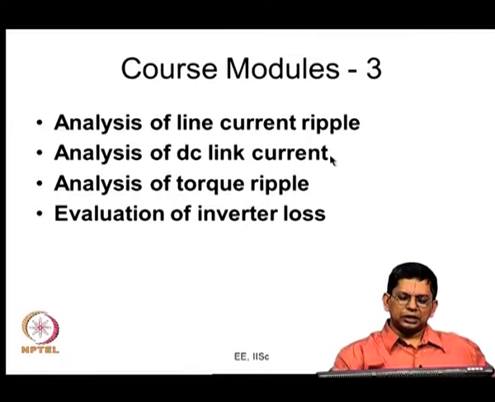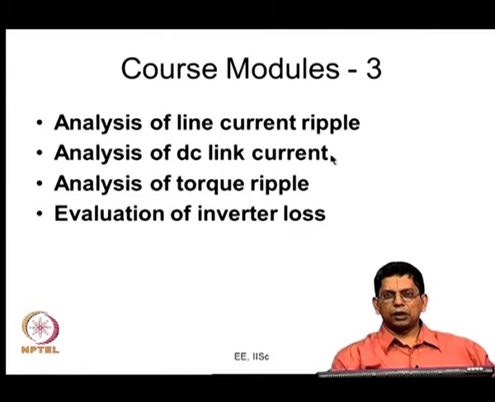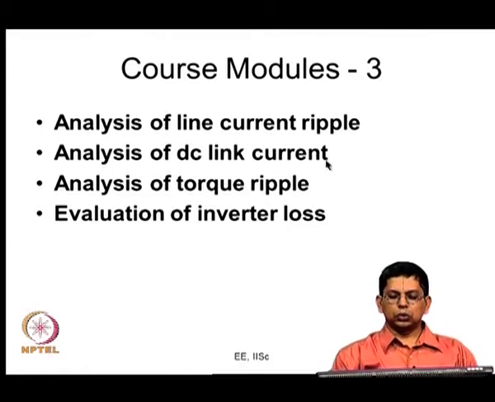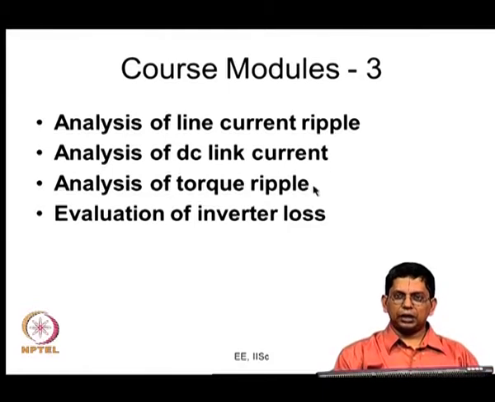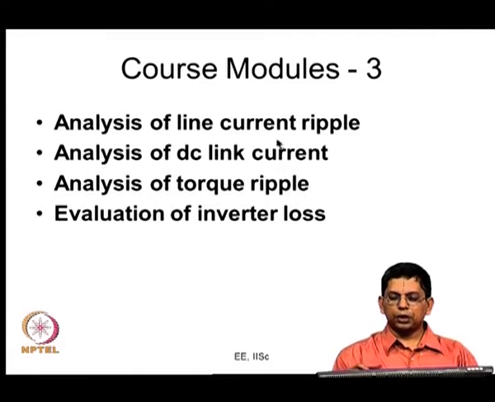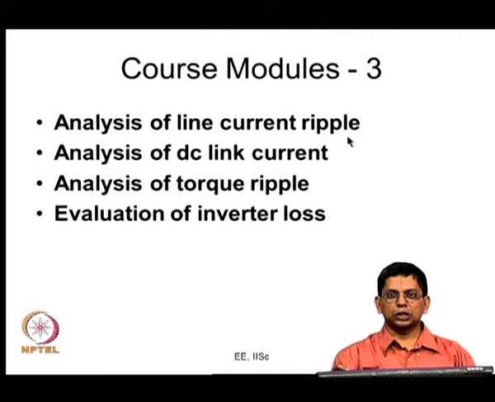And similarly, the DC link current, the way you evaluate it by multiplying the load current and the switching function of the device, here also we can evaluate it in a similar fashion. Again, for torque ripple, in the current ripple part, if you look at the q axis component alone, which is orthogonal to the fundamental flux, then you would get a measure of torque ripple.